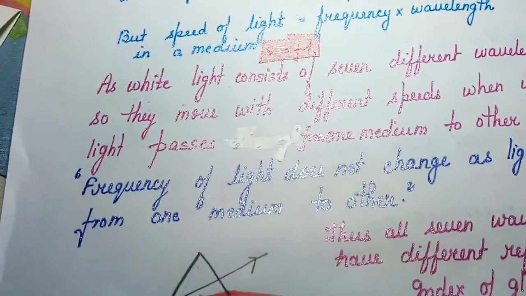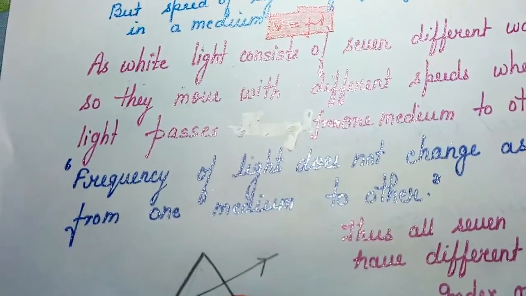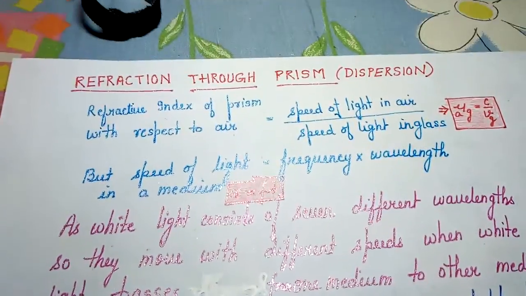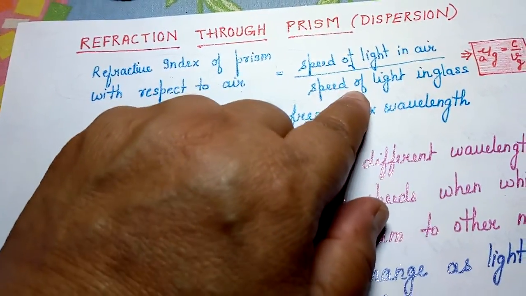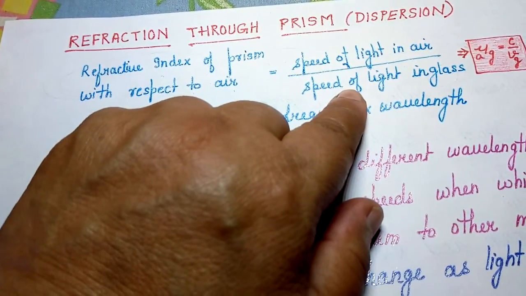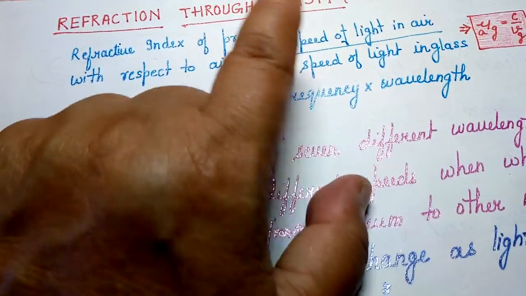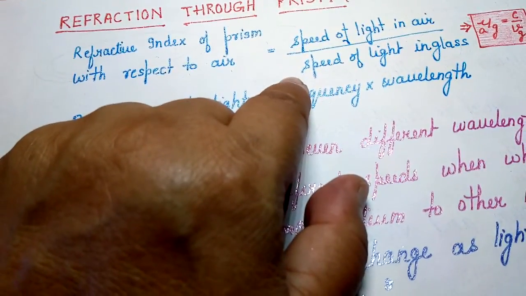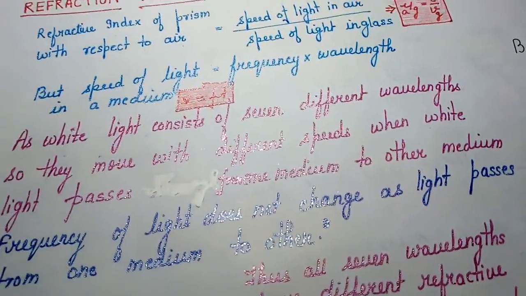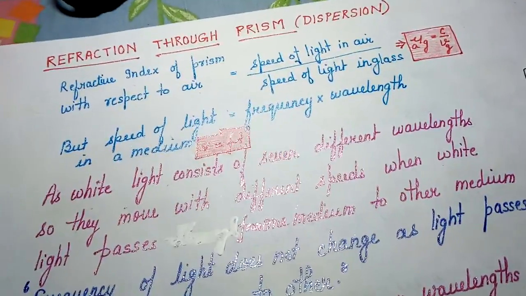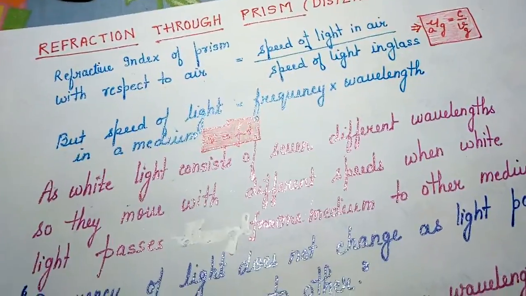And why speed of light changes in a medium? Because of refraction, refractive index, which is given by ratio of speed of light to the speed of light in glass. This number is different for different colors. So, rainbow occurs because of dispersion and dispersion occurs because of refraction.